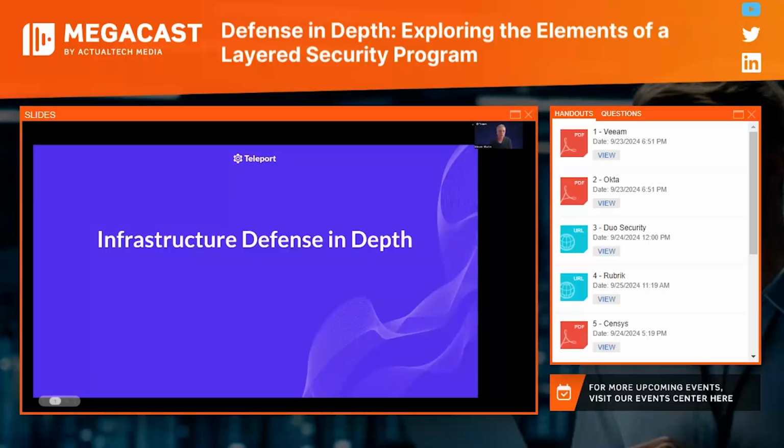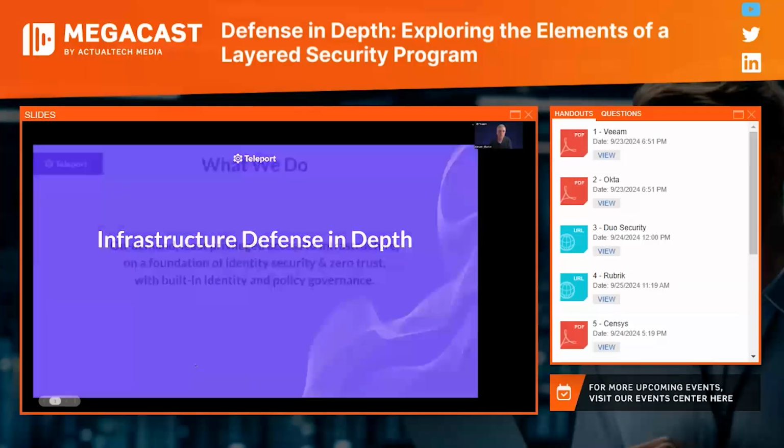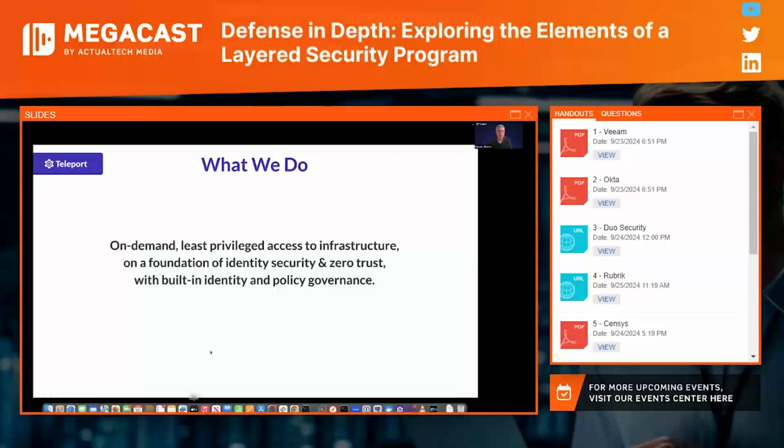Hi, this is Stephen Martin. I'm a solution engineer here at Teleport, and I'll be stepping you through how Teleport provides infrastructure defense in depth. Now, in terms of what Teleport provides, that's on-demand, least privileged access to infrastructure based on a foundation of identity security and zero trust with built-in identity and policy governance.